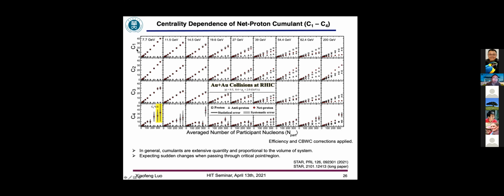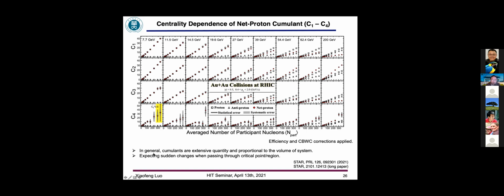This is cumulant C1 to C4 for net proton, proton and antiproton as a function of N part. In general, since the cumulants are extensive quantities, they are proportional to the volume of the system. That's why they show some linear dependence. At low energy, the proton and the net proton results almost overlap with each other because you have really a small amount of antiproton. But at high energy, the net proton is small, and the results from proton and antiproton get closer to each other.